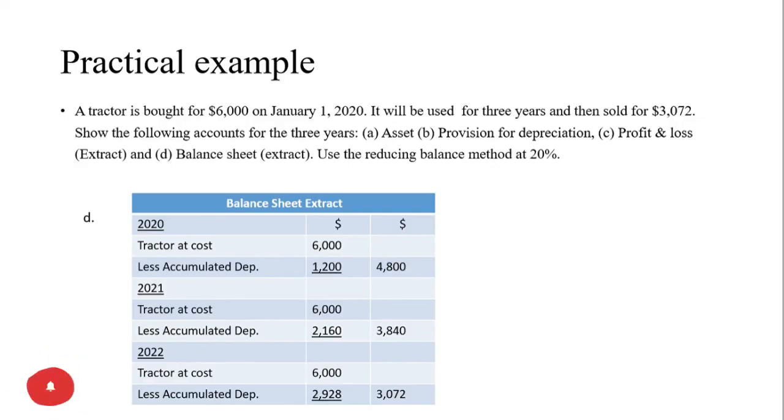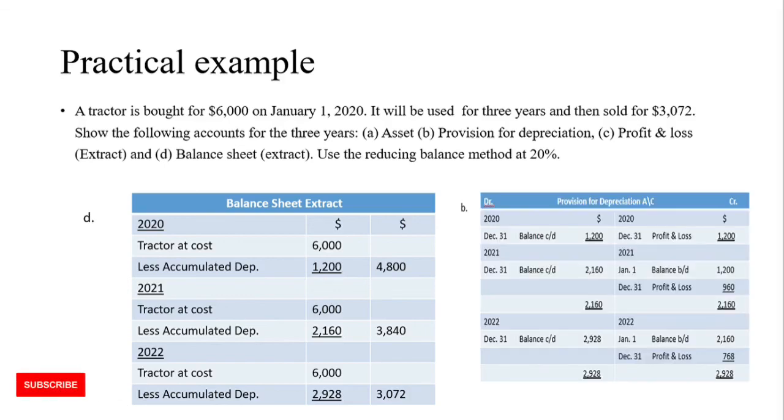This is where the accumulated depreciation concept will come into play. Now, the balance sheet extract, you maintain it again for different years. So you have for 2020, for example, the tractor at cost, which is $6,000, less the accumulated depreciation. Accumulated depreciation is the depreciation, as I said before, that has added up on the asset over the years. But because this is the first year, there is only one depreciation that has been calculated on the asset, which is 1,200. So you will only use the 1,200 here.